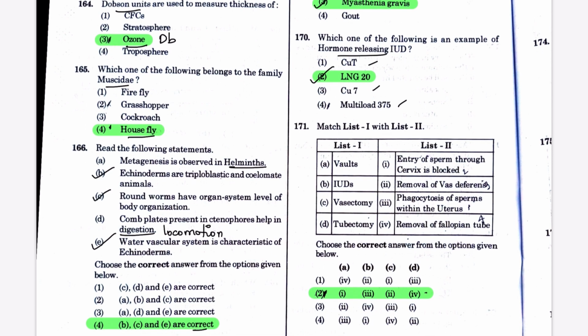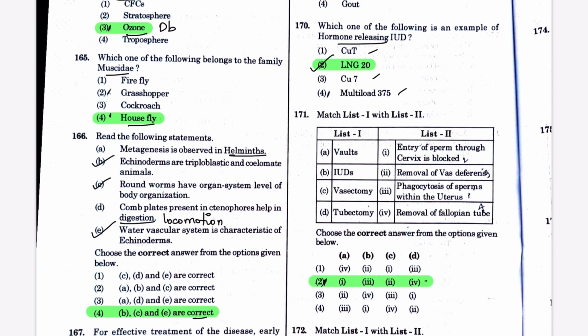Again, another question related to the same thing. Okay, so we'll answer this also. This is very easy, right? So vasectomy and tubectomy. Obviously, vasectomy means removal of vas deferens, tubectomy is removal of fallopian tube. And we know vaults, it's just a barrier method. So entry of sperm through the cervix is blocked, whereas IUD will undergo the phagocytosis of sperm within the uterus. So answer is option 2.